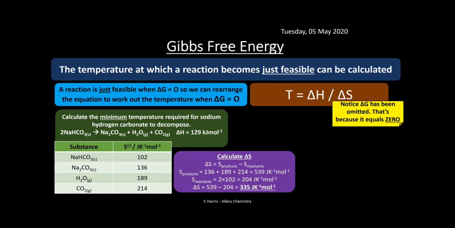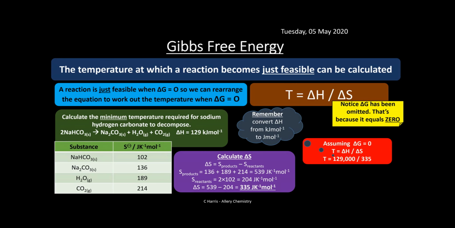So delta S is products minus reactants. So we add up all our products, which gives us 539 joules per Kelvin per mole, so we use the table. Add up all our reactants, which gives us 204 joules per Kelvin per mole. And then we do products minus reactants, and that gives us a total entropy change of 335 joules per Kelvin per mole. So we've got the delta S bit, so that's good. We've got our enthalpy bit because they've already given us that. So now we can use this equation. We've got to assume that delta G equals 0 because that's the point at which it's just about feasible.